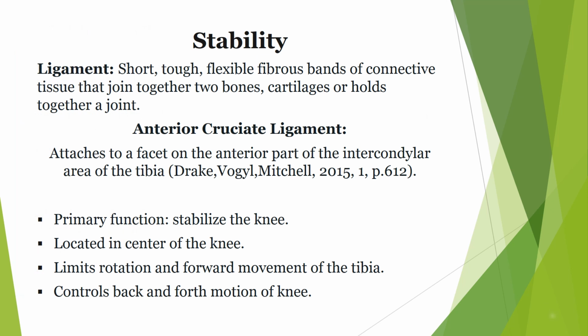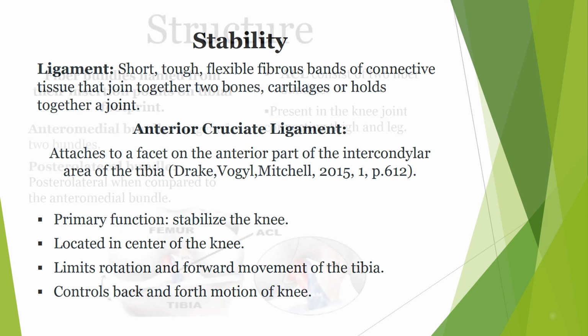The overall function of a ligament is to stabilize the body component it's supporting. A ligament is made up of fibrous bands of connective tissue that join together two bones or hold together a joint, such as in the anterior and posterior cruciate ligaments within the knee. These ligaments form an X in the center of the knee to stabilize the joint. The anterior cruciate ligament also provides rotational stability and controls the back and forth motion of the knee.